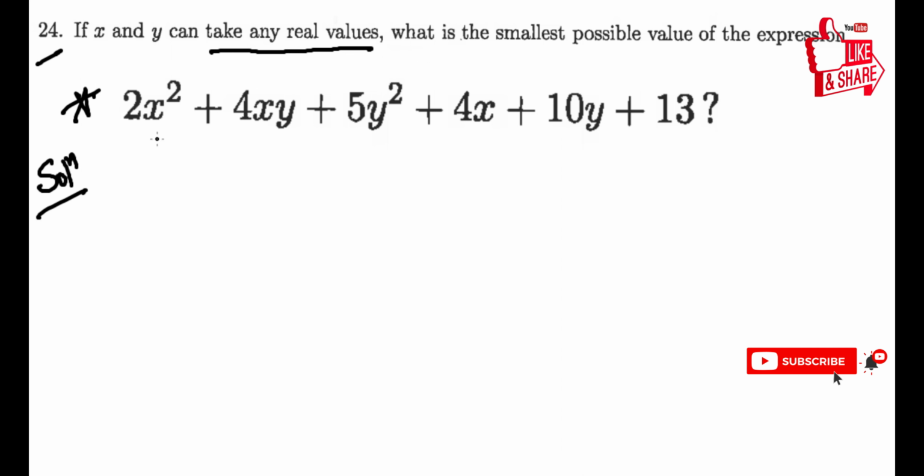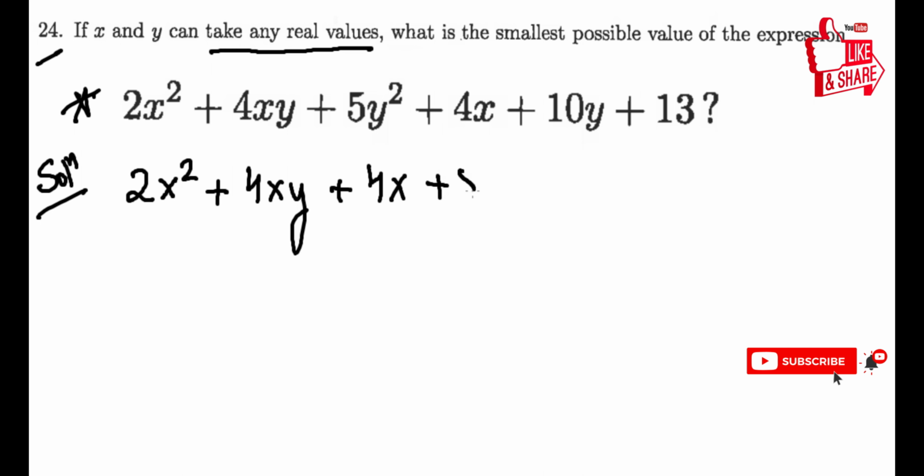Arrange in x or y, whatever we want. I am just taking x, so 2x² plus 4xy plus 4x, these are the things which contain x. The rest are y things and without x, I am writing after it: 10y plus 13. So everything is there. Now we have to take something common among the x terms.